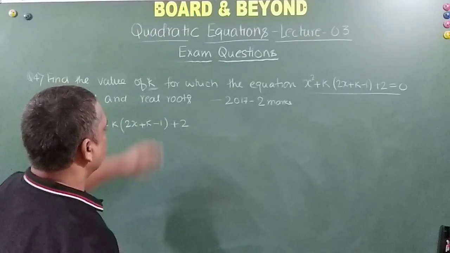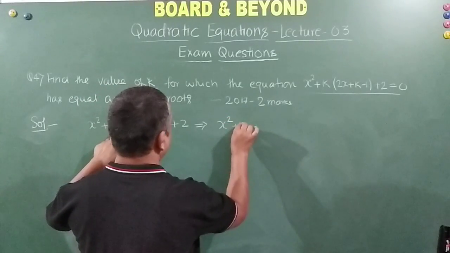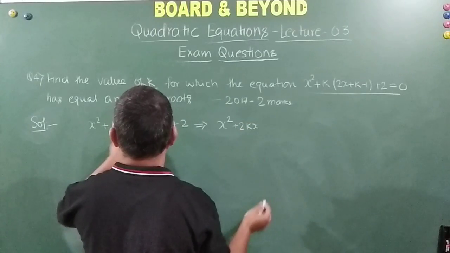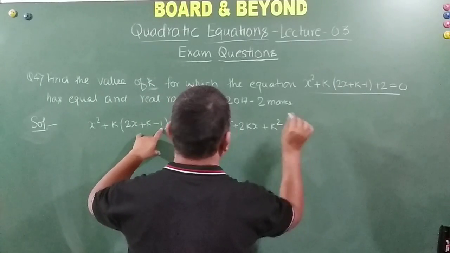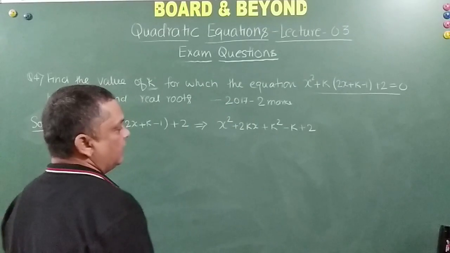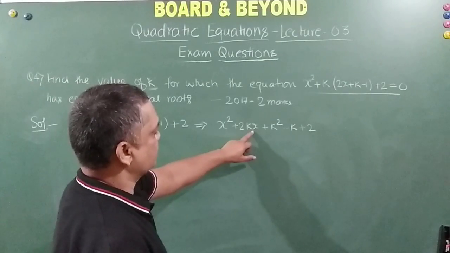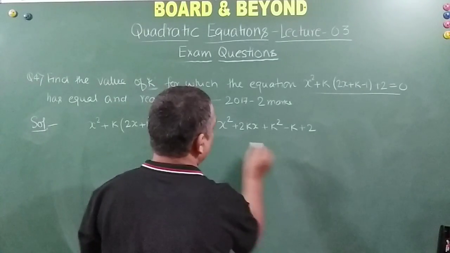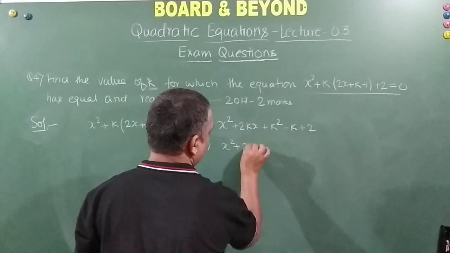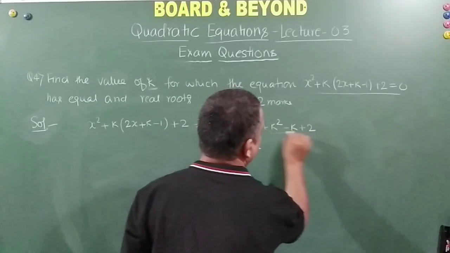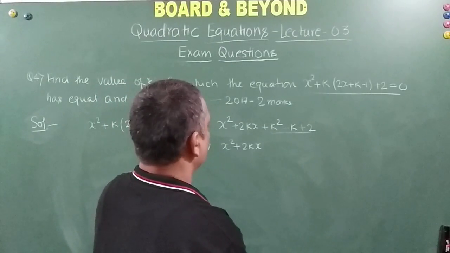Now what we will do is open up the bracket, bring it to that form. x square plus 2kx plus k square minus k plus 2. Now see, only one term has got x. So now we can write this as x square plus 2kx plus the remaining, which is k square minus k plus 2.